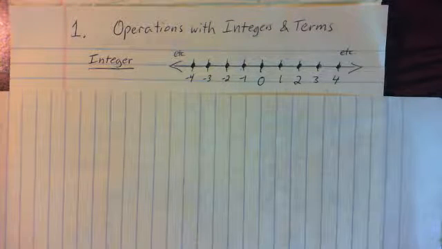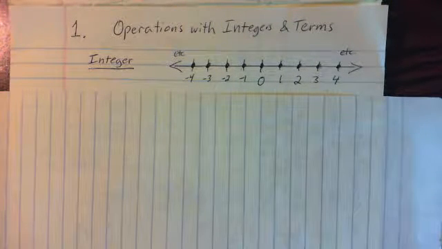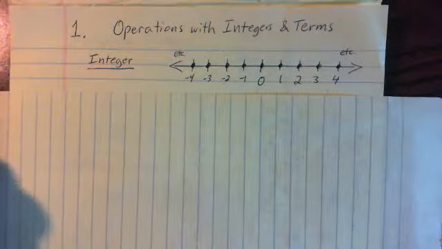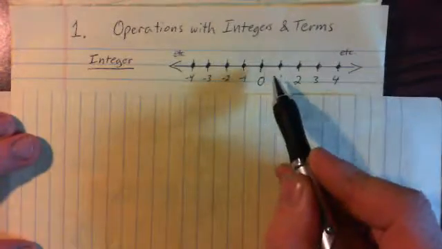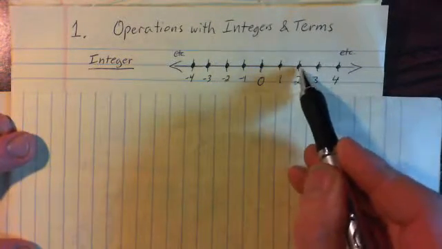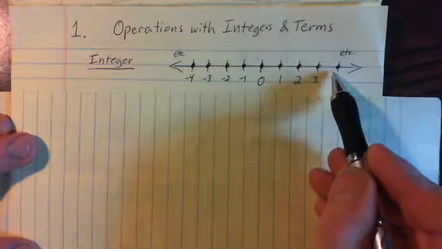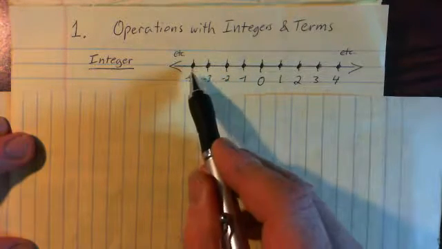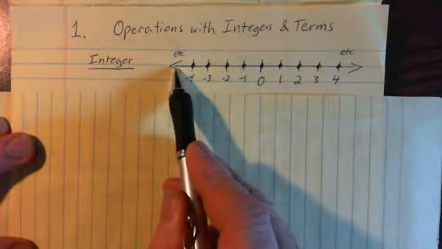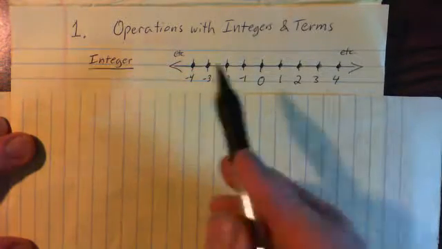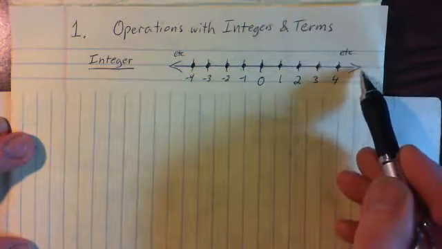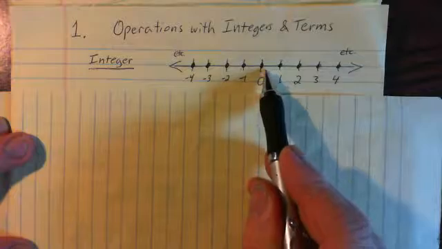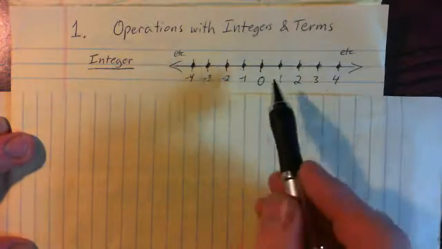Well, this is the first video on operations with integers and terms. So, what is an integer? Well, the integers are the whole numbers 0, 1, 2, 3, 4, but also the opposites of those: negative 1, negative 2, negative 3, negative 4. And of course it goes forever, negative 5, negative 6, all the way to negative infinity, and it goes forever to the right in terms of the positive integers. The integers don't include any fractions and decimals in between the whole numbers, just the whole numbers.